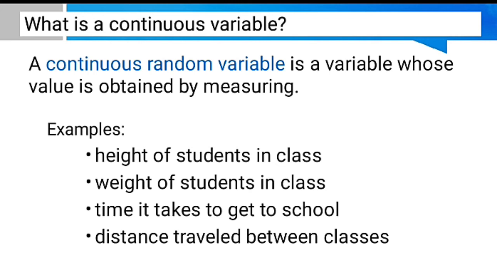Another example is distance traveled between classes. Okay? It still differs, depending on what units you are using. It's either meters or centimeters, the distance between rooms. Okay? It still differs. Meaning it is not an exact amount, not an exact measurement. There are lapses or it goes beyond.